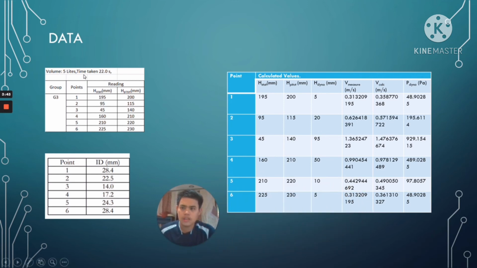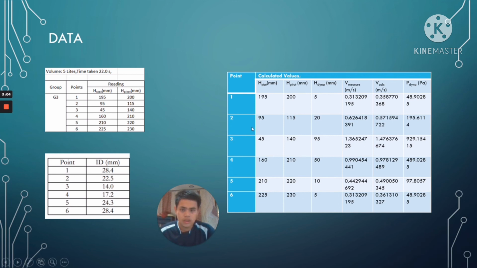So we can see that this is the data that has been given by our lecturer, our group 3. 5 liters of water taken is 22 seconds. This is the reading of the venturimeter. We can see that this is the inner diameter for the venturimeter. You can see that at point 3, the inner diameter is the smallest. So we can see that in the calculated values here, the static head is 45, which is the lowest, with the lowest inner diameter.